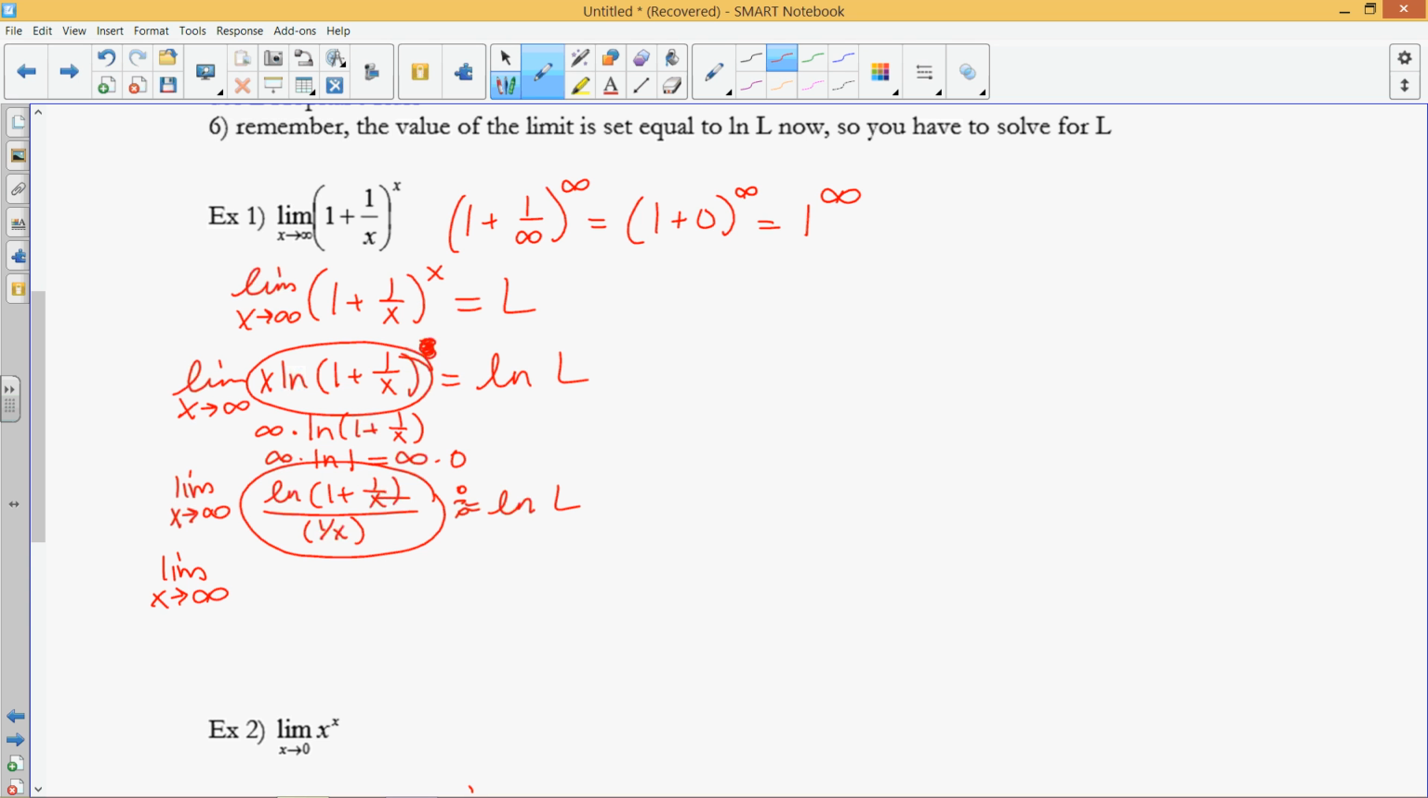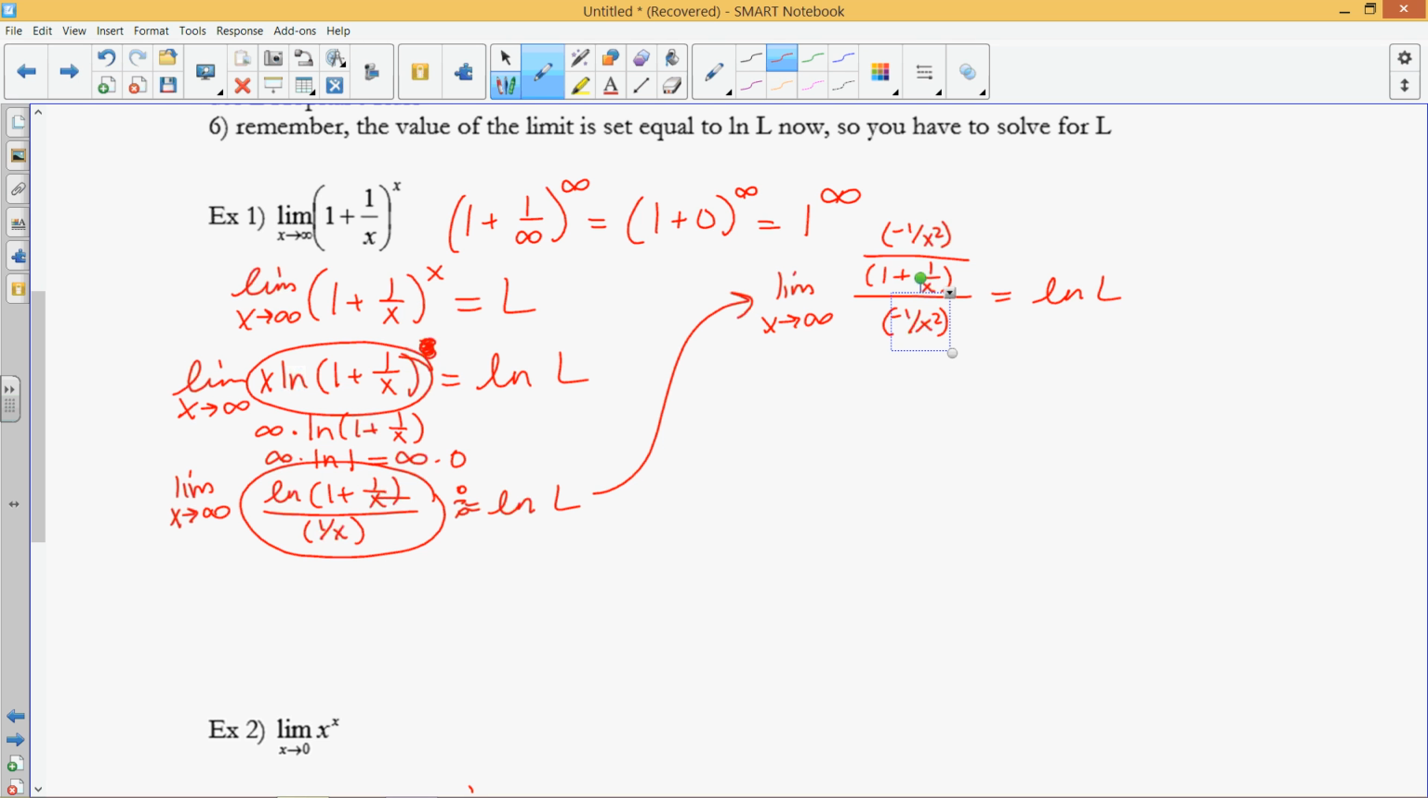Now, I'm running out of room here, so you know what? I'm going to move off to the side. So this is going to come over here. I'm just giving myself more room. So I have the limit as x approaches infinity of the derivative of the top. Oh, well, the derivative of an ln is the derivative of the inside over the inside. So that's going to be negative 1 over x squared over 1 plus 1 over x. And then the derivative of 1 over x is negative 1 over x squared.